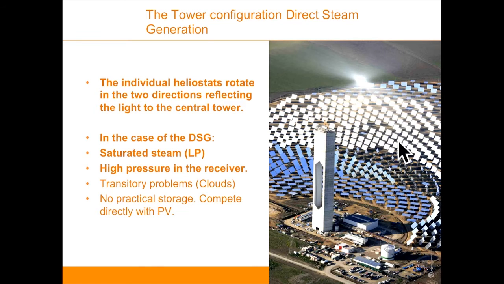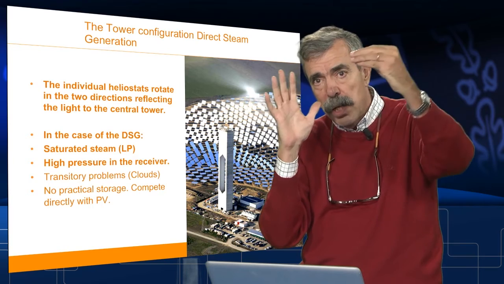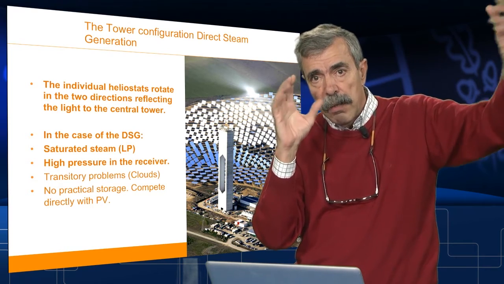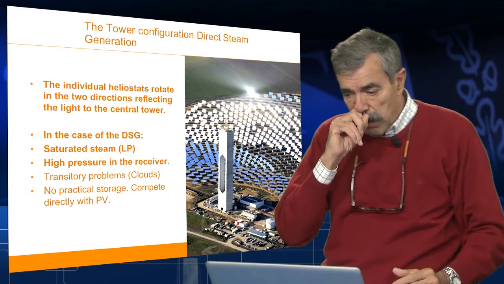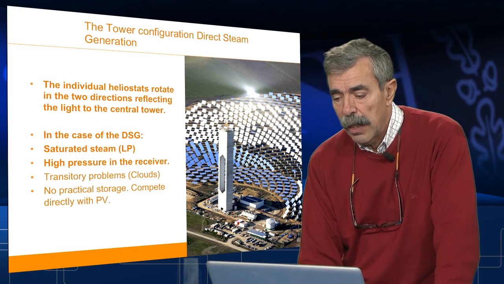This is one of the Abengoa plants in Spain. You have hundreds of heliostats. Heliostats are just a structure holding mirrors. The mirrors reflect the light and concentrate it on top of the tower, in a certain area of the tower where the receiver is located.